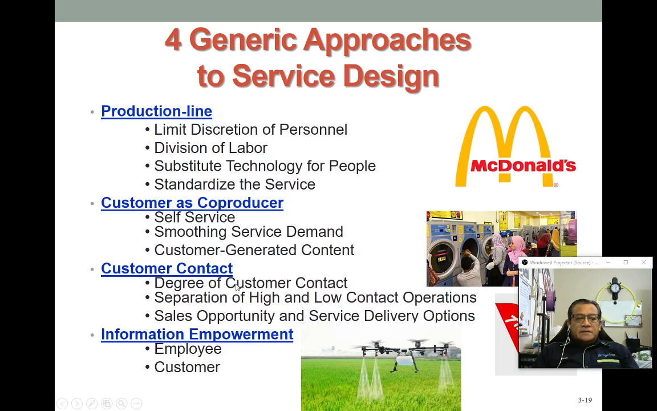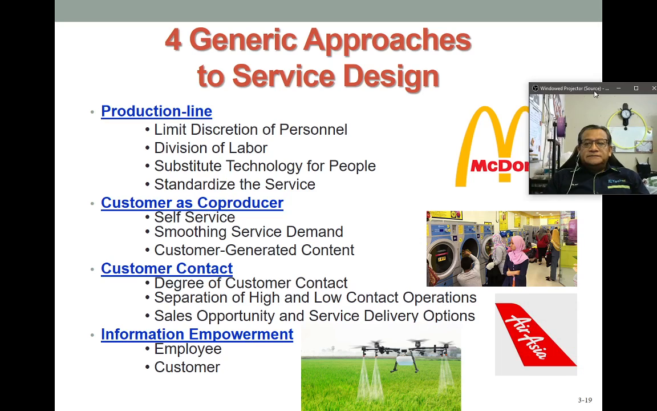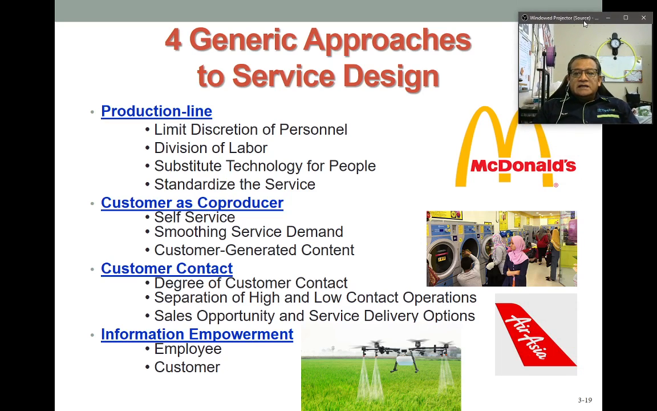The third generic approach is also known as degree of customer contact. For example, in the service of an airline like Air Asia, this is very much dependent upon customer contact. The degree of customer contact is very high, in which the stewardess has to give service to the people who are boarding the flight.